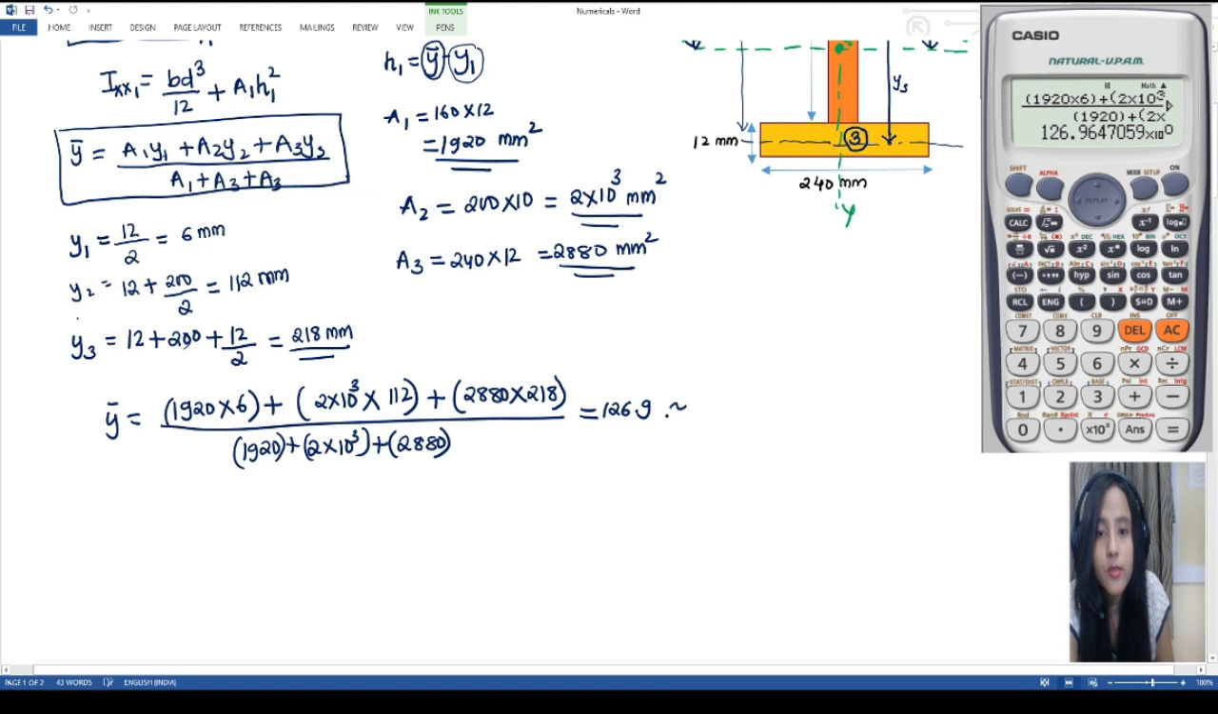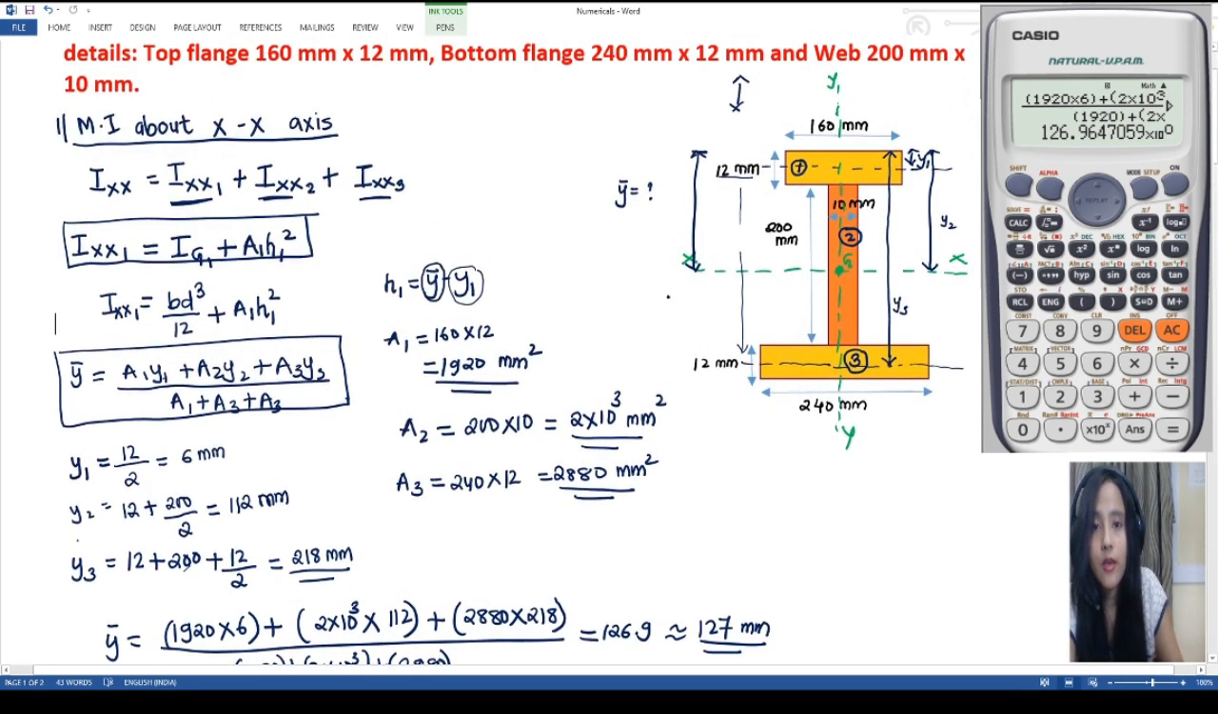So approximately I can say this value is 127 mm. I'm converting and making this into a whole number and not leaving it in decimal points, so that it will be easier for me to find all the values. So now I have found my y bar. That means from this top flange till this portion where my centroid is lying, my y is coming equal to 127 mm. So now we know this height.